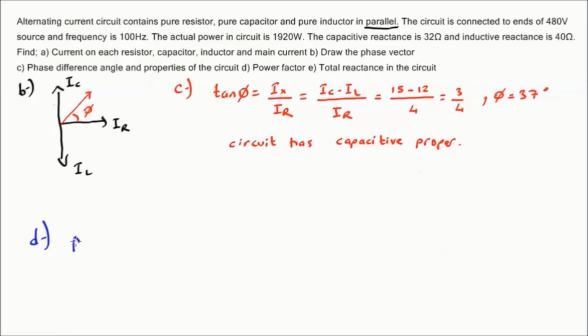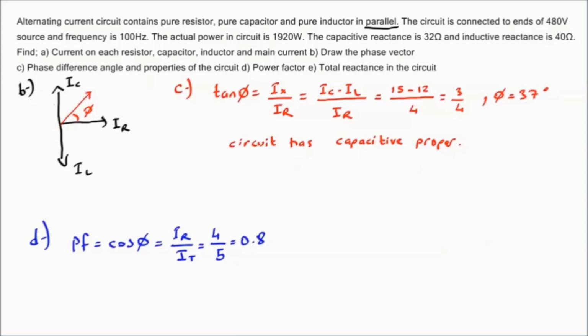Part D says power factor. Power factor equals cosine phi. Cosine phi equals IR over I total. IR is 4, I total is 5. It's going to be 0.8.